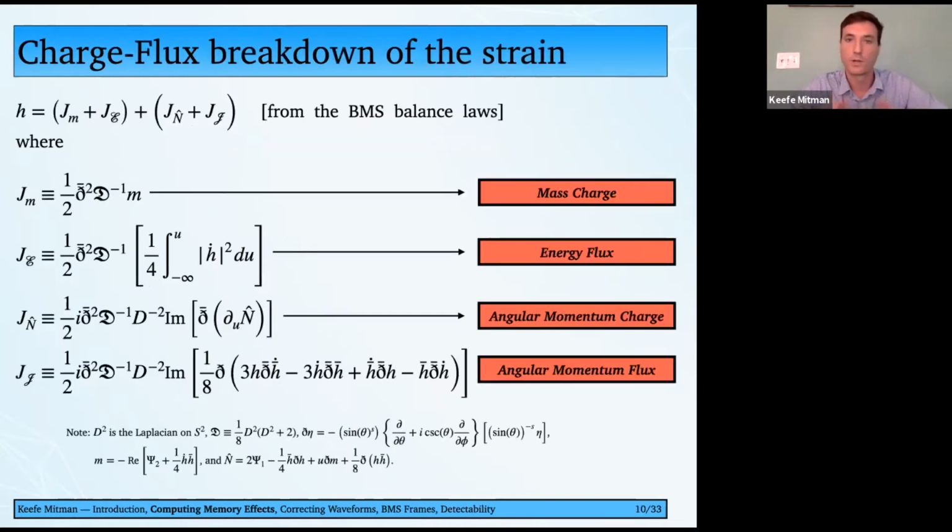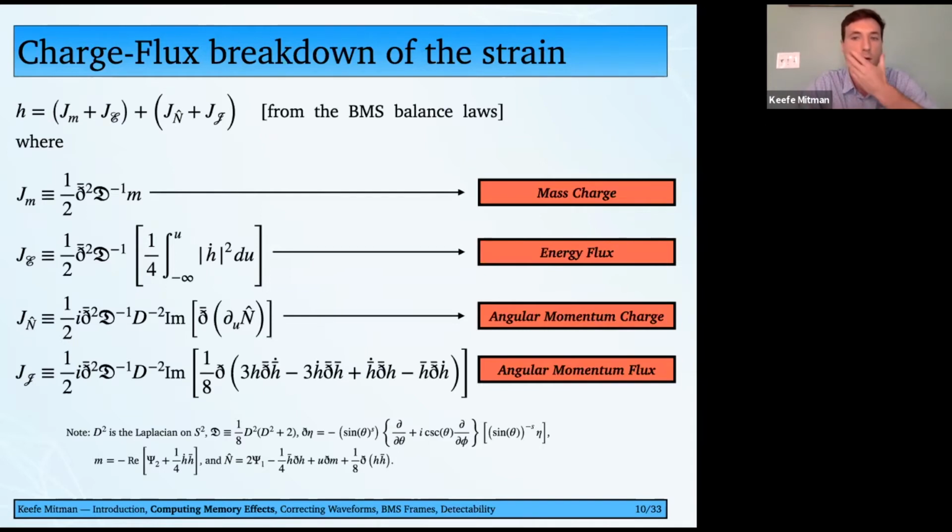So again, I just want to return to these four terms that I presented when talking about the balance laws. If you like seeing equations, feel free to study these, but all I want to highlight is that the balance laws say that the strain can be written as the sum of these four terms: a mass charge, an energy flux, an angular momentum charge, and an angular momentum flux. For each of these terms, you'll notice there's a series of angular derivatives or inverse angular operators acting on certain functions. These are just included to project things into a spin-weighted spherical harmonic basis, which is usually what we represent the strain in.